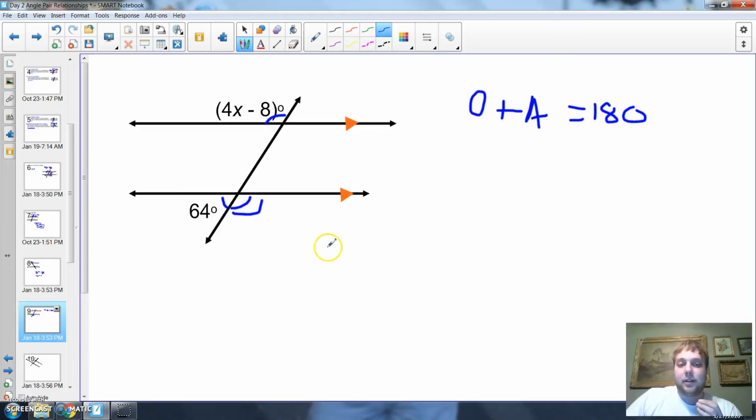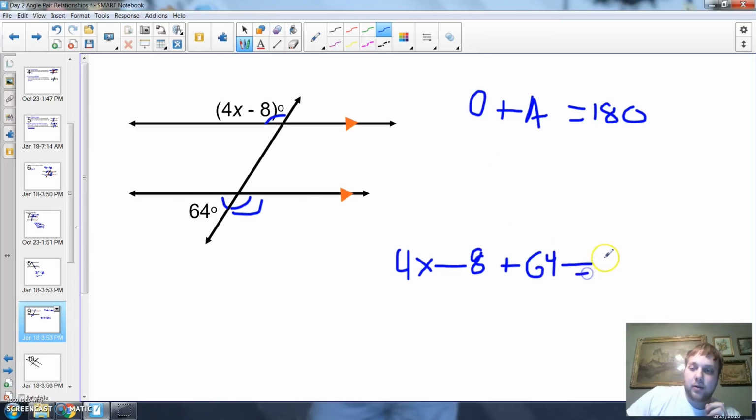I got about 30 seconds to just set this up. So I'm actually going to take my obtuse, which is 4x minus 8. And I know that that's my obtuse. If I add my acute, which is 64, that should equal 180, right? I've just written an equation. What am I going to do here? I'm going to combine like terms, negative 8 and 64. I believe that's going to give me 4x plus 56.